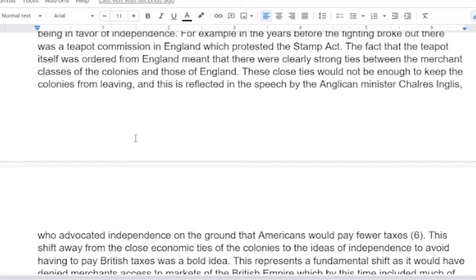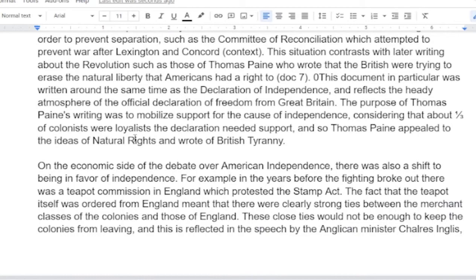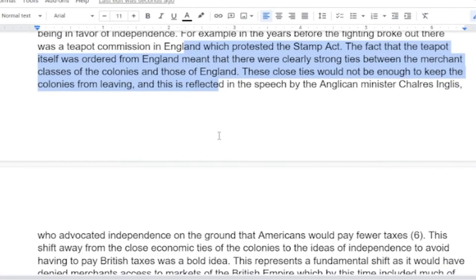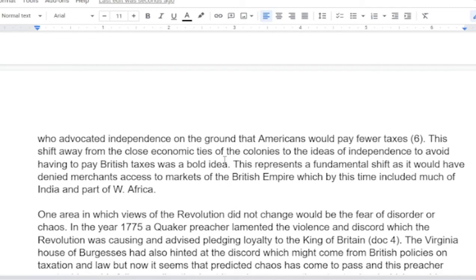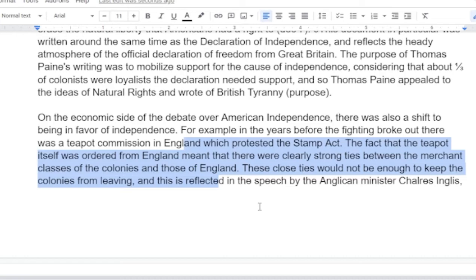We got context, and we have purpose. Let's see, what else do we got? We're going to debate. We need one more example of a HIPP statement. Oh, I got it. The Stamp Act.